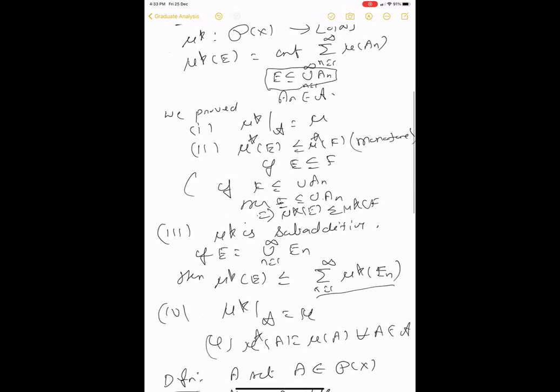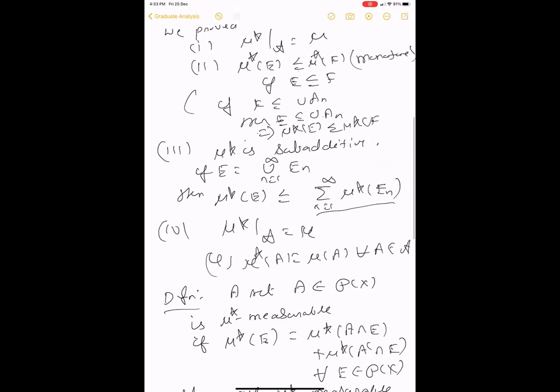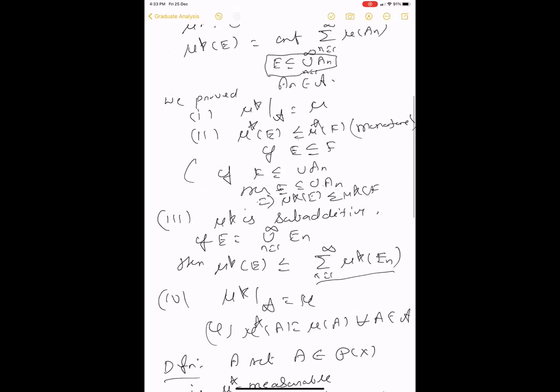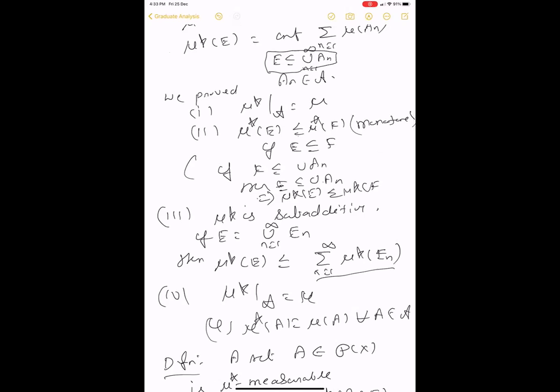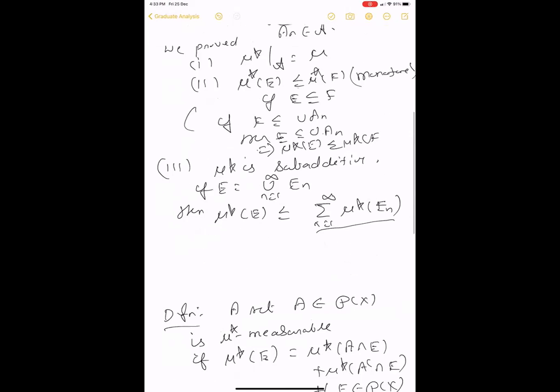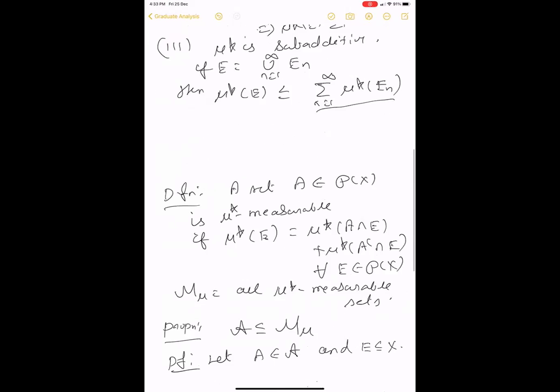Then we proved that, I have said it earlier, so I have repeated it. So maybe I will erase this. I have already written that its restriction is mu. Now we want to define a sigma algebra. We want to define a collection of sets which, our plan is to prove, forms a sigma algebra, and that sigma algebra will contain A. That's also what we want to prove. Once we prove that, we would have proved that mu is extended to a bigger sigma algebra containing the algebra A.